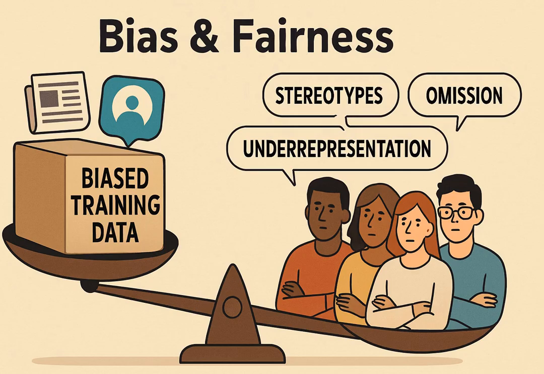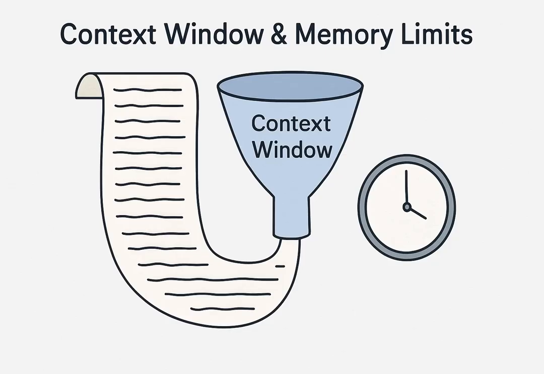Next, bias. Models reflect biases present in their training data: stereotypes, cultural slants, or underrepresentation. That can result in unfair or harmful outputs, especially in sensitive domains like hiring, lending, or healthcare. Analogy: if the librarian mostly read books from one perspective, their recommendations will tilt that way. Biases can be subtle, like different phrasing, tone, or omission, and they can compound when used in automated systems without human oversight.